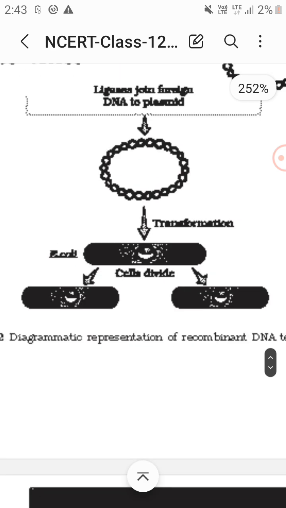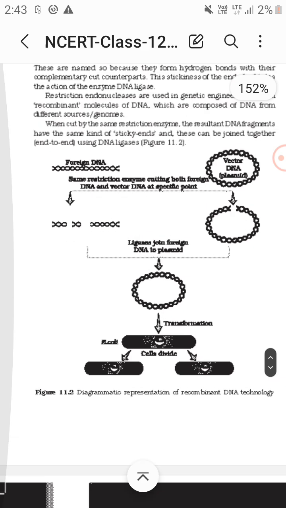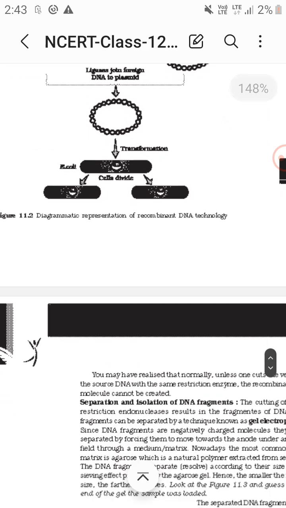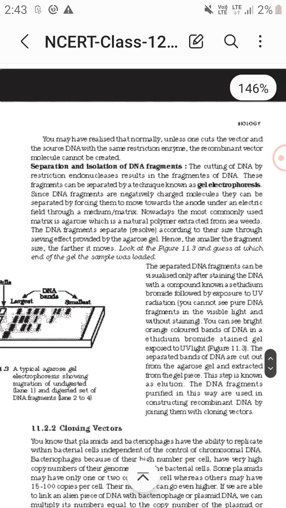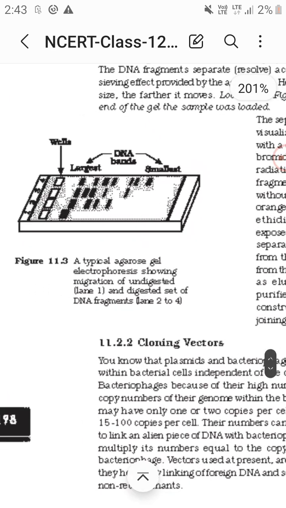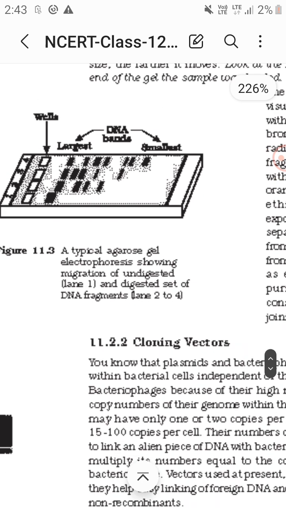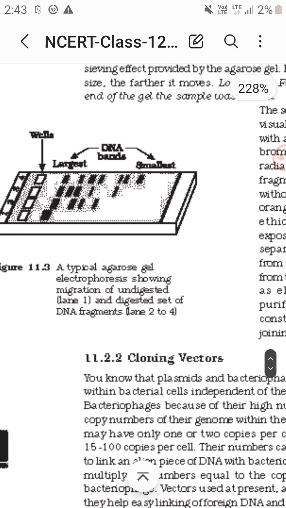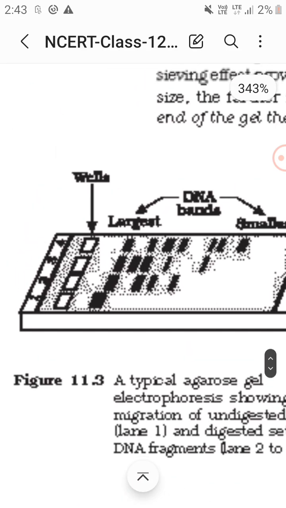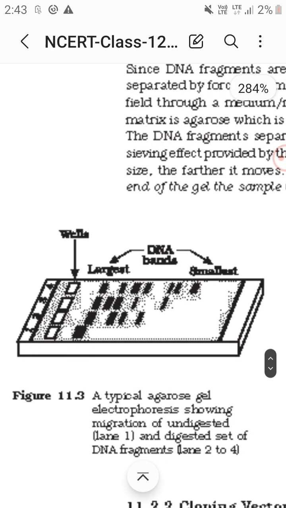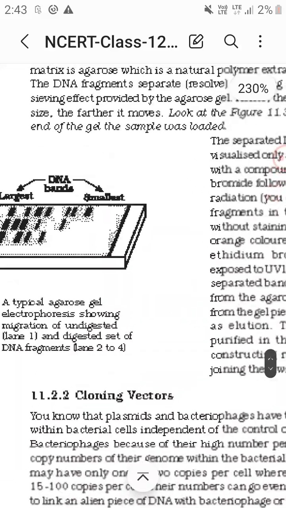Then transformation, that is, transformation into the cell. Some cells get it and some do not, so non-transformed and transformed. So this is the diagrammatic representation of recombinant DNA technology. Now there is separation and isolation of DNA fragments. The process is gel electrophoresis. See in the diagram a typical agarose gel electrophoresis showing migration of undigested DNA in lane 1, which is not cut by the enzyme. The other lanes 2, 3, 4 have digested sets of DNA fragments. Near the top is the largest, and further down are the smallest DNA fragments. So these are the DNA bands.